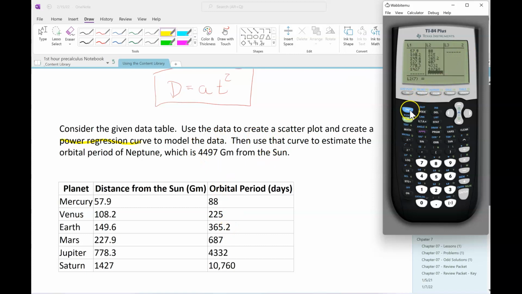Okay. Is this year a leap year? I don't think so. I think last year was the leap year, wasn't it? 2020? Okay. All right, so we got that entered in, exit out of there.